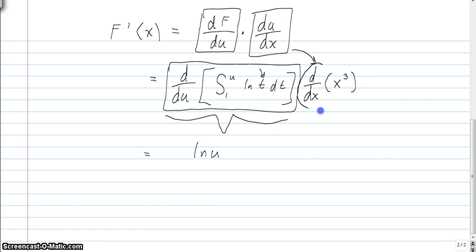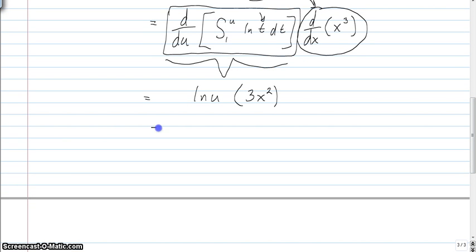And then this derivative is a basic application of the chain rule, just 3x squared. And of course it's nice to have all of this in terms of x. And we know that u was x cubed, so all of that times 3x squared, and it might make sense to put the 3x squared in front.